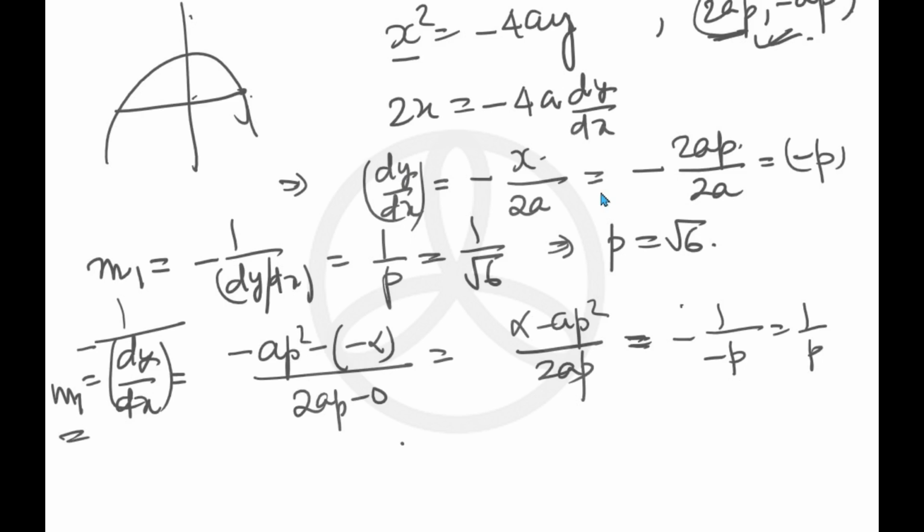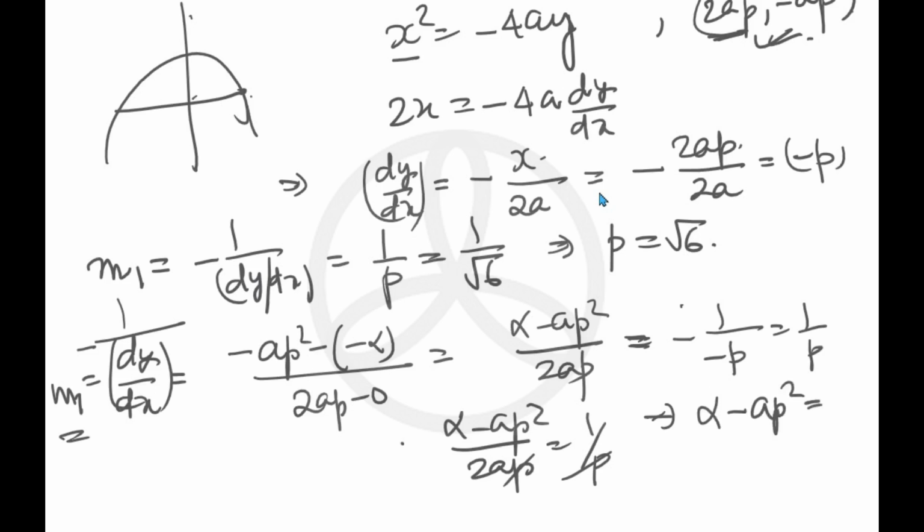Okay, so here there was a mistake which I have corrected. This will become alpha minus ap square divided by 2ap. The p's will cancel each other out, and alpha plus ap square will become 2a. We just computed p will be square root of 6a, hence p square will be what? 6a. Alpha will become 2a plus 6a, which is 8a.